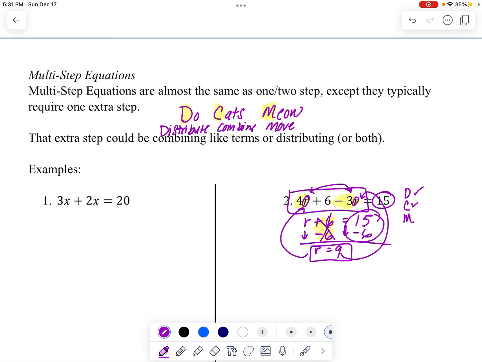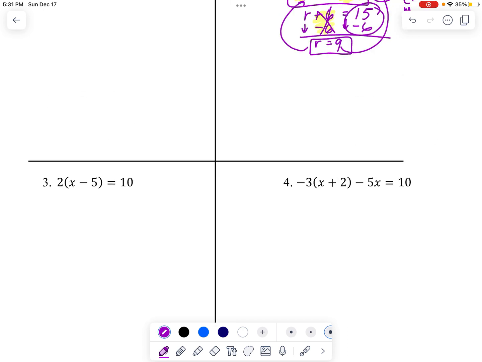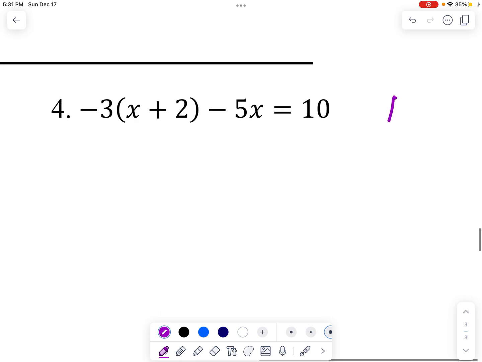All right. Last one I'm going to do with you guys is going to be number 4. I'm going to give you the hard one. Okay. So over here, we're going to do D, C, M. We're going to first ask ourselves, is there anything to distribute? Is there any parentheses? What I want you guys to do is pause this video, and I want someone to tell us who the giver is and who the giver is going to the first time and the second time. So please pause and answer that question.